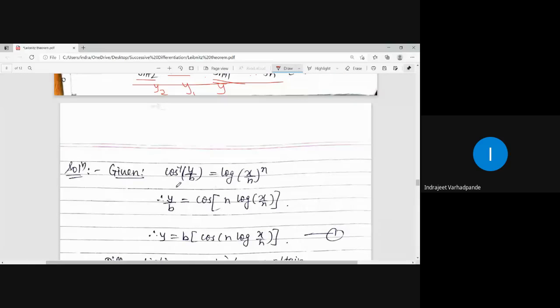So given question is, लिखो, cos inverse of y by b is equal to log of x by n to the power n. This log of x by n to the power n is n log of x by n, and cos inverse removed, gone to other side, becomes cos of n log of x by n. Clear? To remove cos inverse, take cos of both the sides.